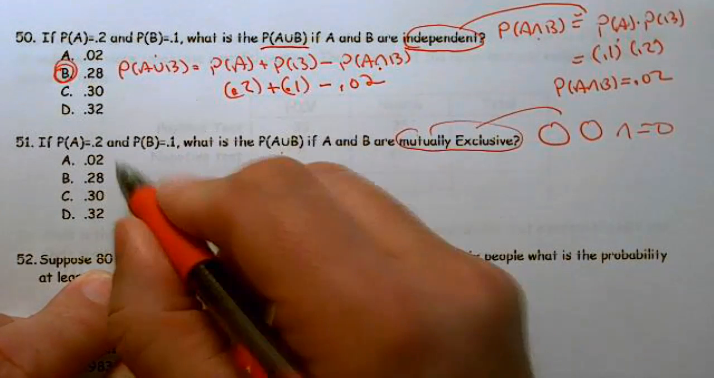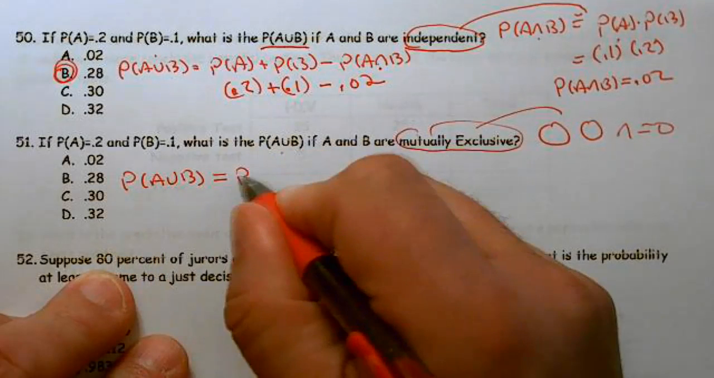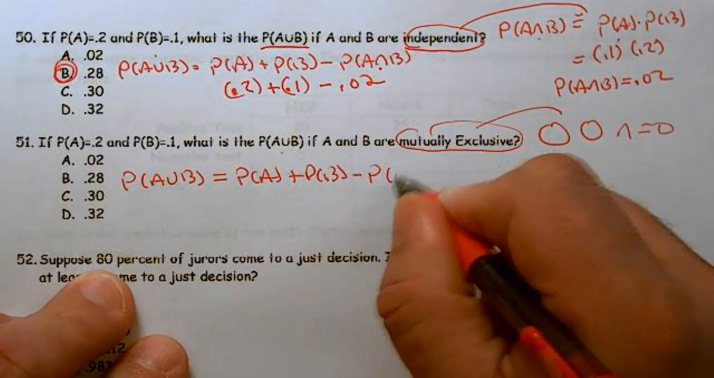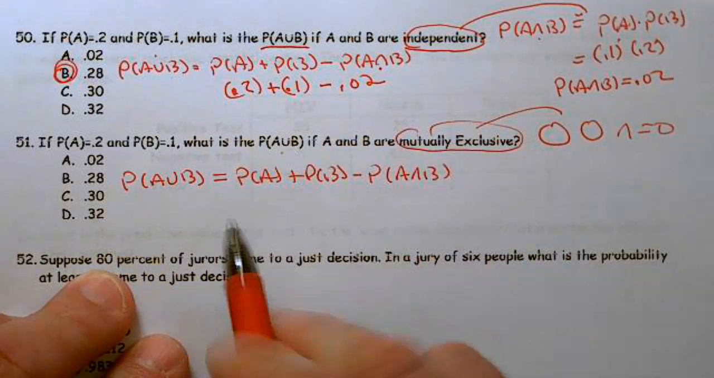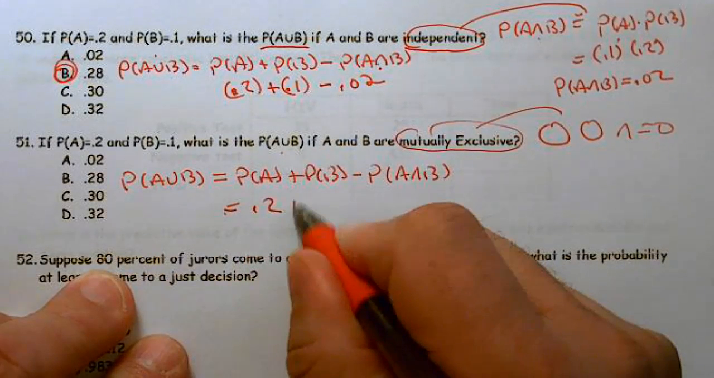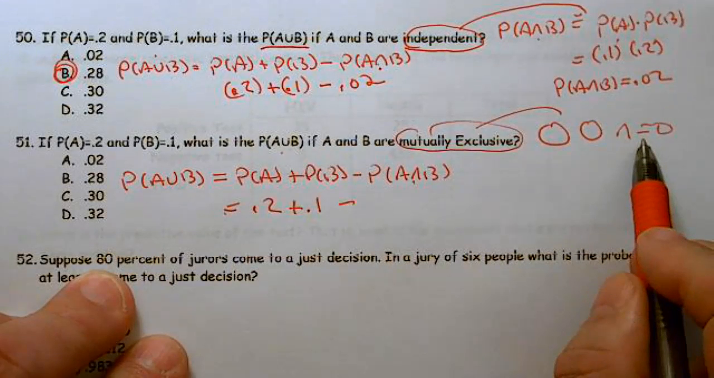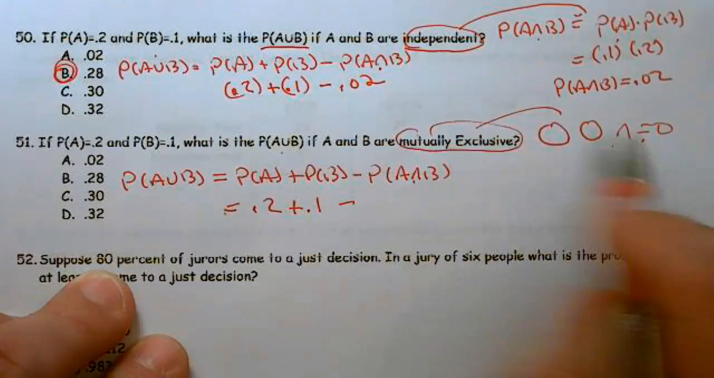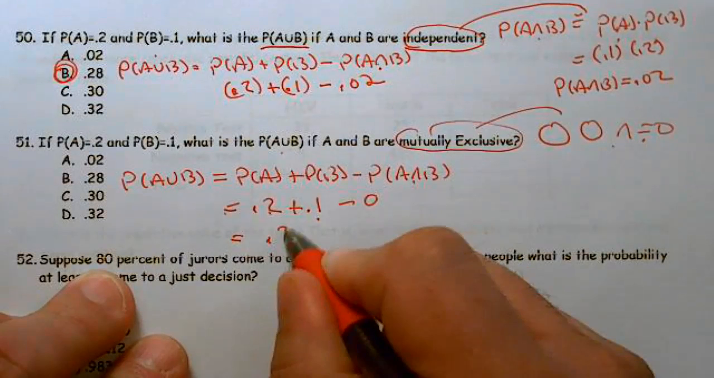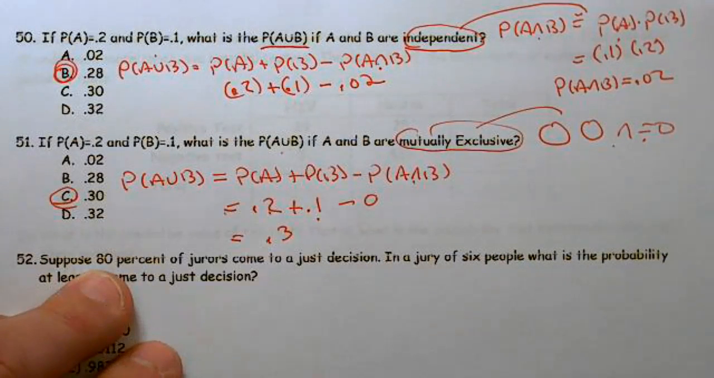A union B from the problem above tells us the probability of A union B equals the probability of A plus the probability of B minus the probability of A and B. Well, they just told us A was 0.2, B is 0.1, but we have no intersection, and we know that because it's mutually exclusive, so the intersection happens to be 0. So 0.2 plus 0.1 is just 0.30. So our answer is 0.30. In this case, that shows up as letter C.